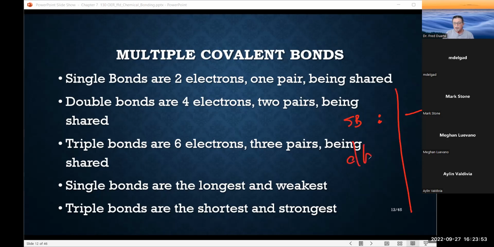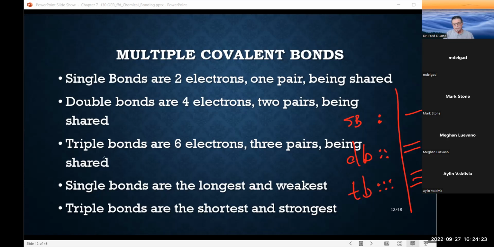Notice a single bond has two electrons being shared between two nonmetals. A double bond has four electrons, and we draw two lines to represent a double bond. A triple bond has a total of 6 electrons, denoted by the 6 dots, or we draw 3 lines to designate a triple bond, with each line having 2 electrons.